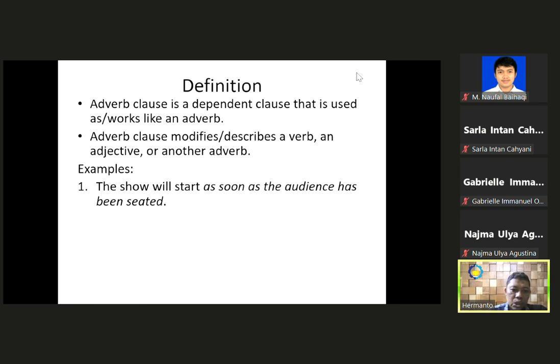For example: the show will start as soon as the audience has been seated. This is the adverb clause. The show will start. If you put a full stop here, no problem, so it's a main clause. But when will it start? It will start as soon as the audience has been seated. So this subclause, this adverb clause, modifies the verb start.